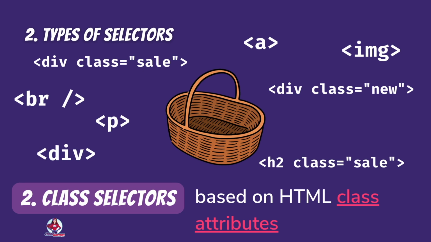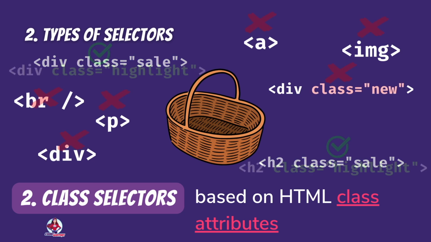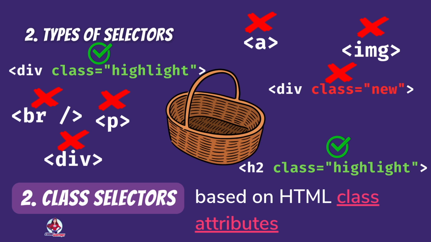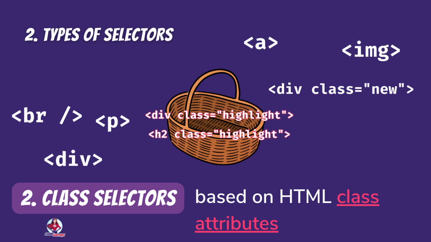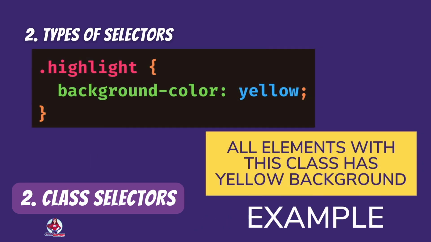Class selectors focus on elements that share a specific class attribute. It's like selecting all items in a store that have a sale tag. Remember when we learned about HTML attributes? One of them is a class attribute. To use class selectors, add a dot before the class name. In this case, we select all elements with the highlight class and change their background color to yellow.